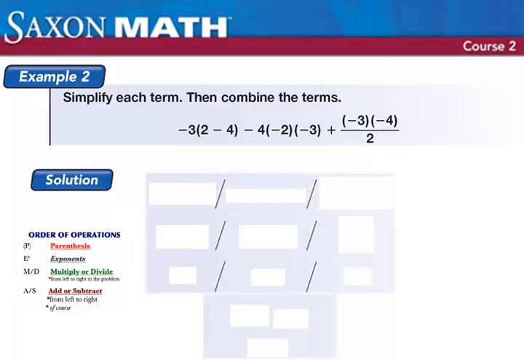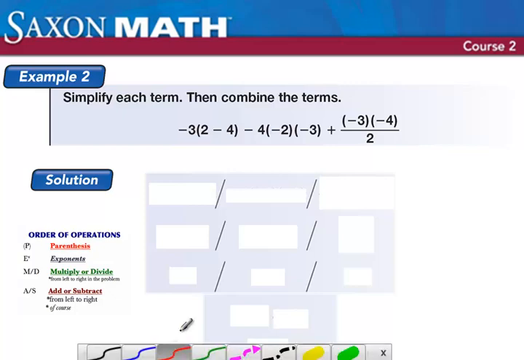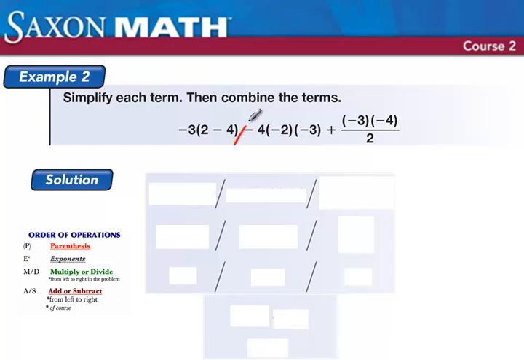Example 2. Simplify each term, then combine the terms. Negative 3 times 2 minus 4, subtract 4 times negative 2 times negative 3, plus negative 3 times negative 4 divided by 2. As you can see, we have a subtraction sign here, so we will break it there, and we have an addition sign, so we will break it there. Now we will solve each problem individually.